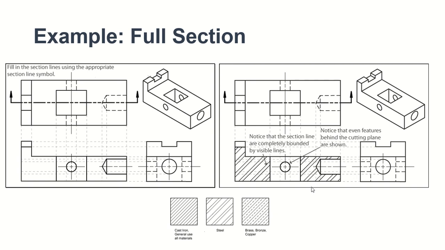All right, and then also please notice that the features behind your cutting plane are shown. And of course, there's a center. So right there, center lines are out on your top view, also on the right view. So you only have to worry about the front view, but inside of the front view, and you will use the section lines according to your material. Mostly like this, steel like that, brass, bronze, and copper like this. That's your full section.